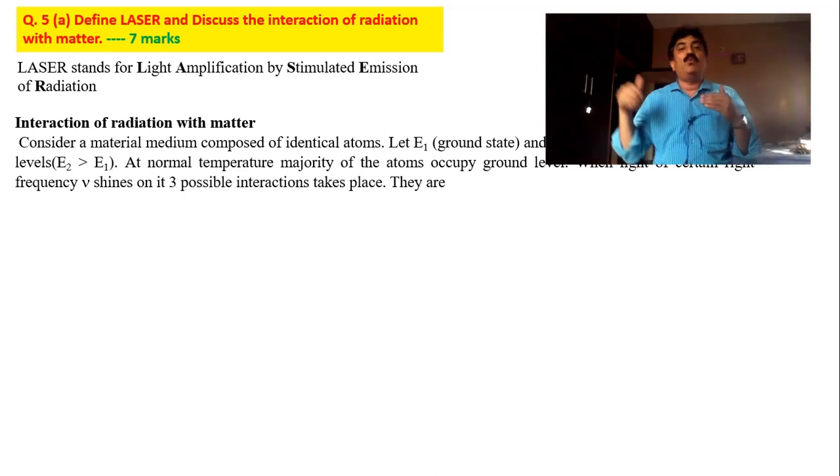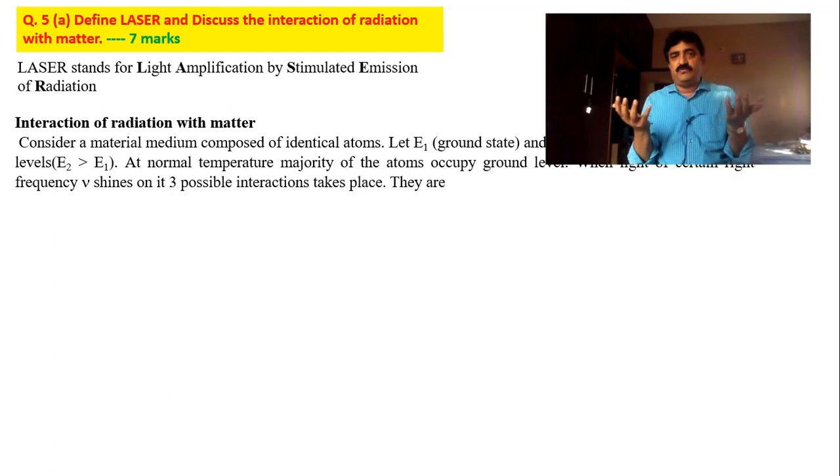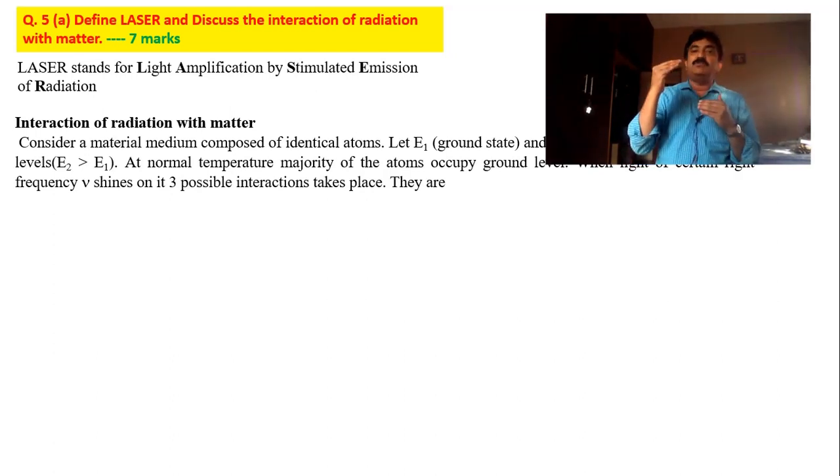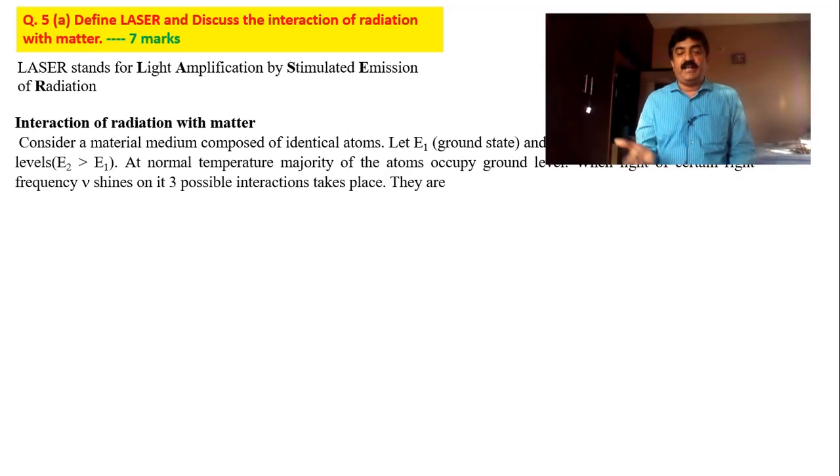So you can take any one of them. Let us take E2 as one of the excited states. So E2 is greater than E1, and normally under normal temperature atoms will be in the ground state. More atoms you find in the ground state, few atoms you will find in the excited state. So atoms in the ground state I take as N1, atoms in the excited state I take as N2. So N1 is always greater than N2. Now when light of certain frequency is incident on this system, 3 things will happen.